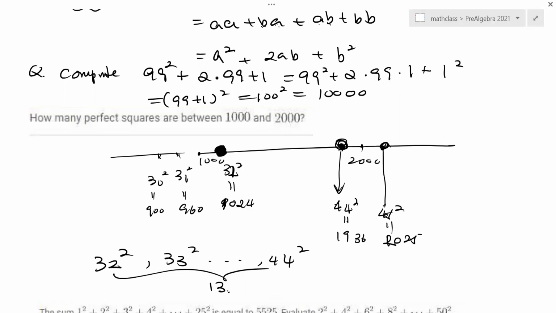The idea is you cannot list all of them at the very beginning. Just find the smallest one and the greatest perfect square, as close as possible to 2,000. Then you can get all of them in between.